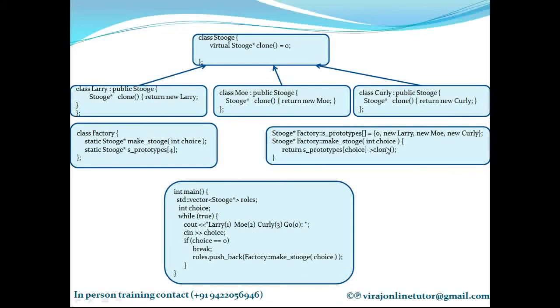Suppose the user passes value 1 here. What will happen? I am accessing this prototypes array at index 1. That means I am accessing a Larry object. So the Larry object's clone API is called. Let's go to the Larry object. Where is that? Oh, here is the Larry object. I am calling the clone API of the Larry object.